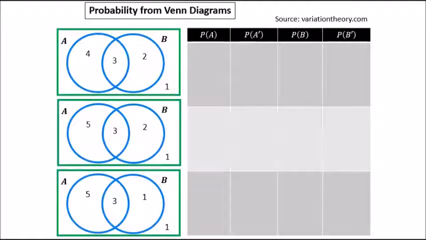So have a go then at figuring out the probability of each of these in the 3 Venn diagrams. I'm going to show you 2 lots of 3 questions here, so you can have a go at a few different ones.